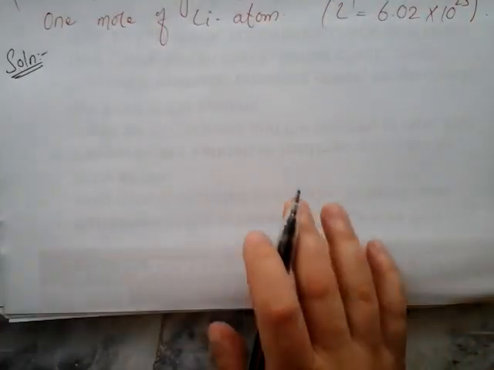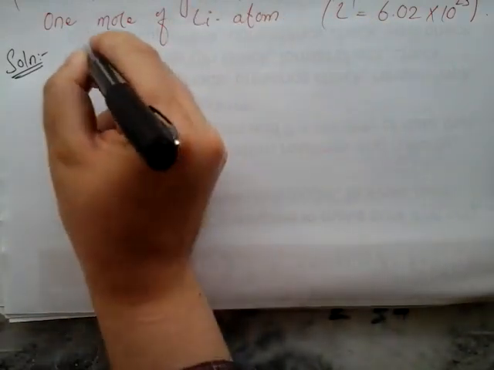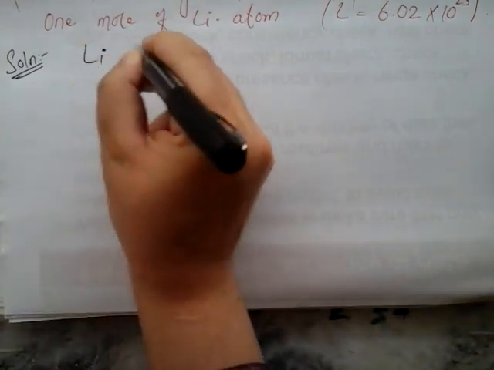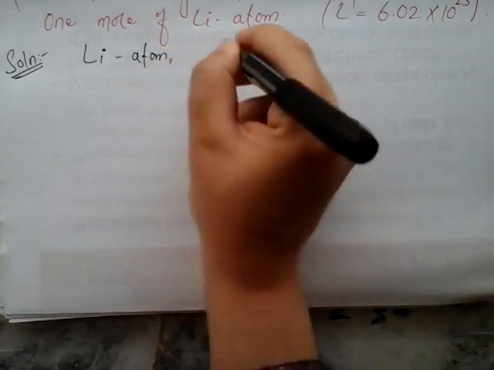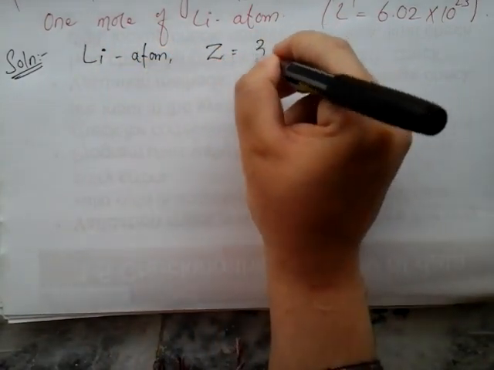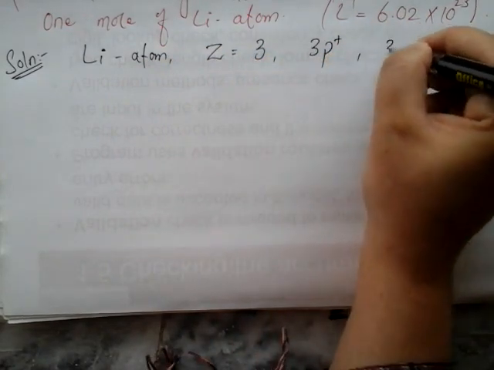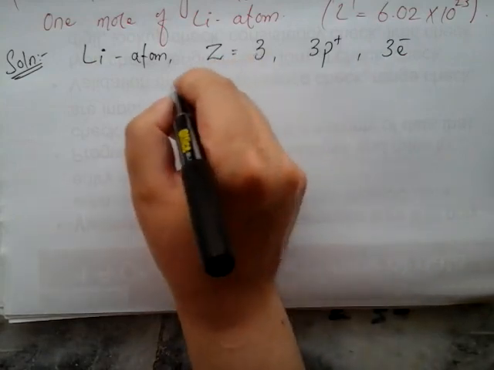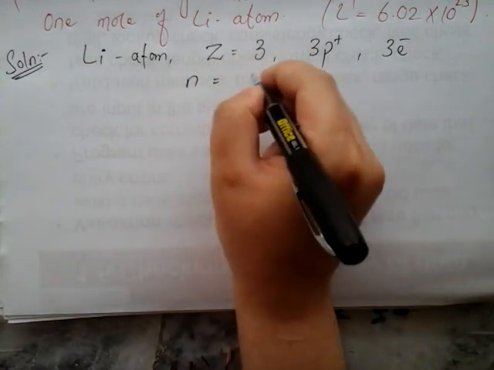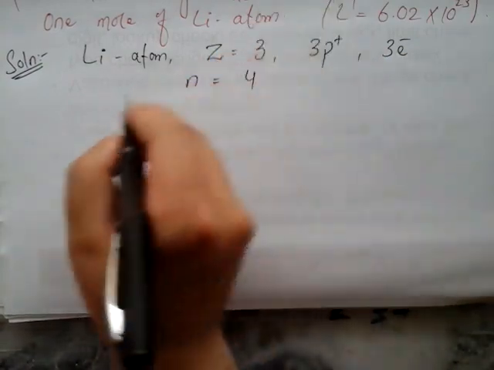The question is how many nucleons are present in 1 mole of this lithium atom. So for a lithium atom, how many nucleons are present? Lithium's atomic number is 3. It means that it has 3 protons and 3 electrons, and 4 neutrons.